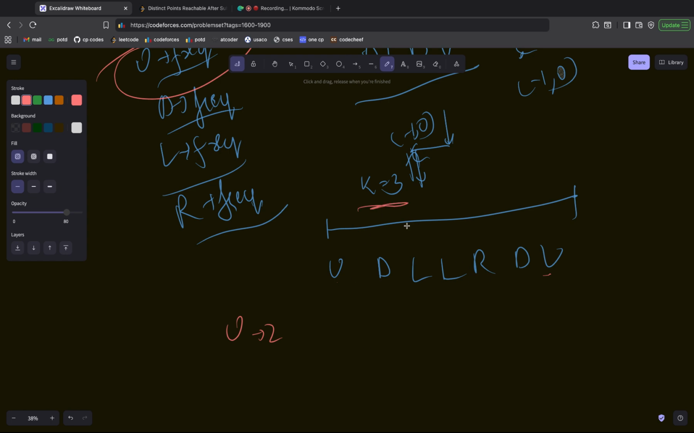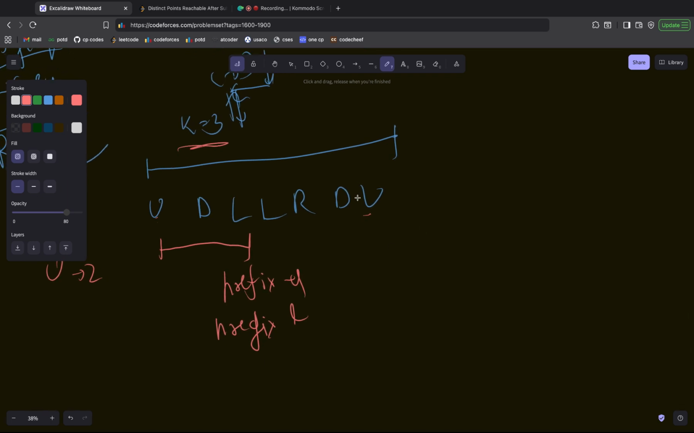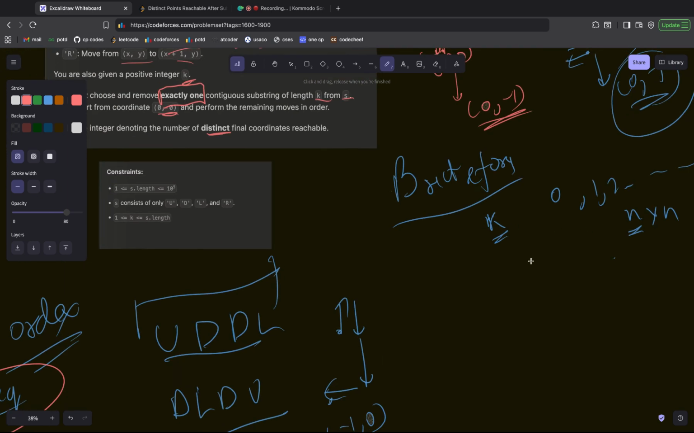Now I take k equals 3. For these three characters, I know that there's only U equals 1. How can I calculate the amount of U in this array? I can do a prefix for U, then I can do a prefix for L. So what I'm trying to get is that I will go over all these.